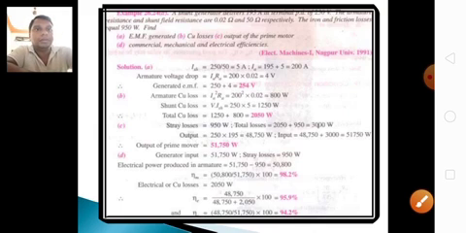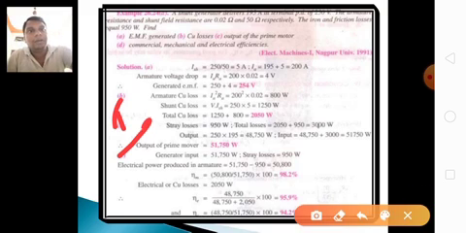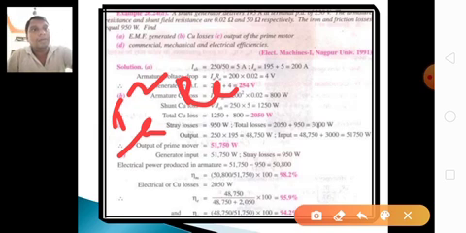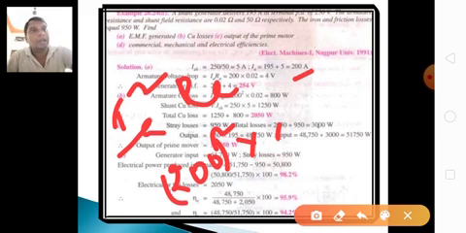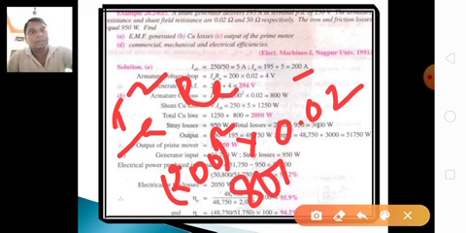Right? Next, armature copper loss. What is the armature copper loss formula? Armature copper loss is Ia square into Ra. What is Ia square? Already we have the value of Ia, 200 whole square into Ra. Ra means 0.02. So the total loss is 800 watts. So 200 whole square into 0.02 means 800 watts.